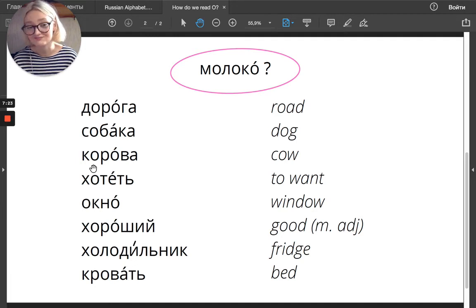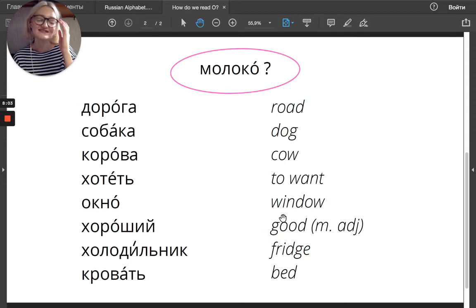Next one is the verb in its infinitive form. To want. Read it first. Okay. Хотеть. If you feel like you need more time, press pause please and take your time and then check yourself. Хотеть. Don't forget the first one is ha. Хотеть. Perfect.